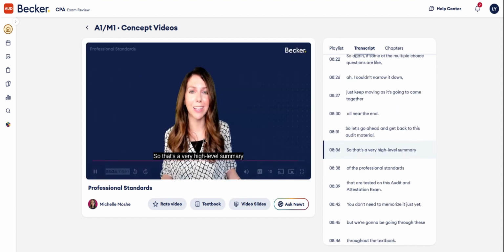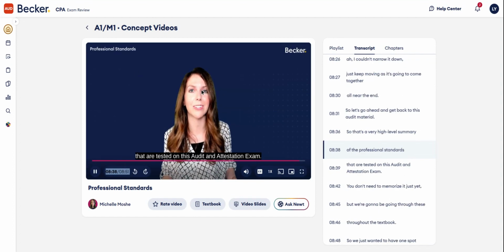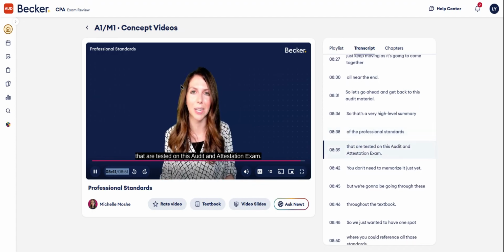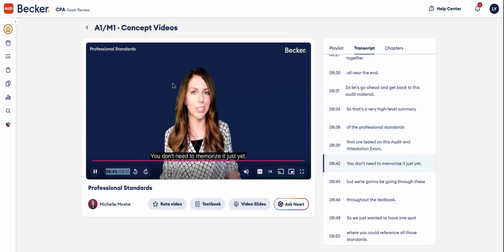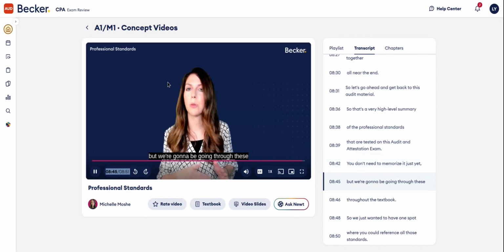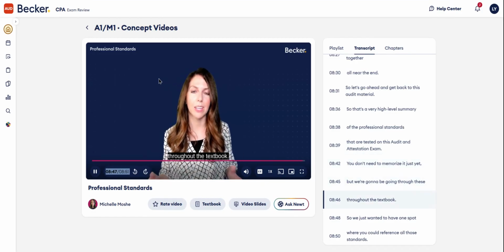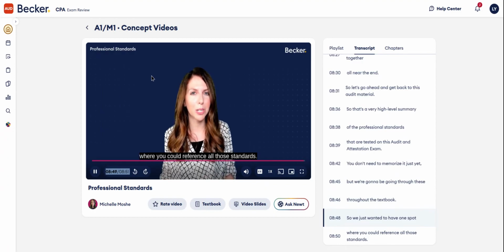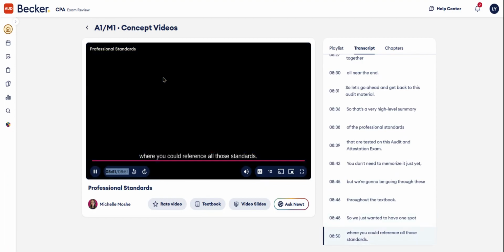So that's a very high level summary of the professional standards that are tested on this audit and attestation exam. You don't need to memorize it just yet, but we're going to be going through these throughout the textbook. So we just wanted to have one spot where you could reference all those standards.